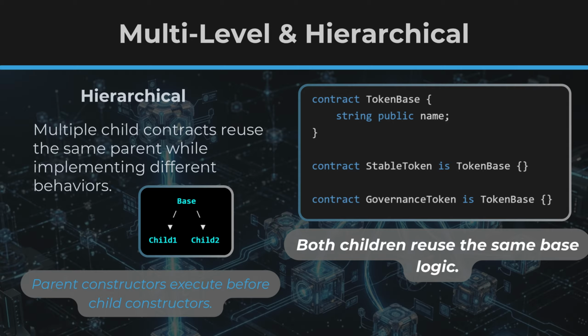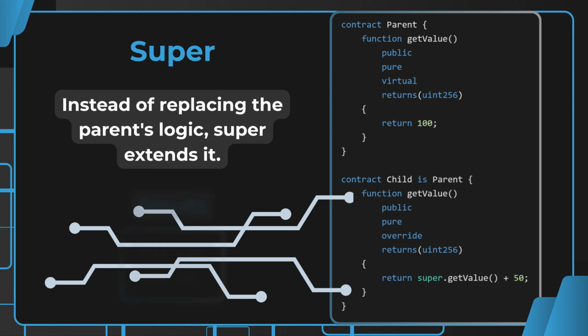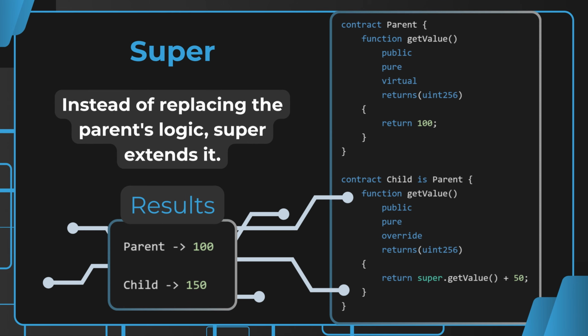If the parent has a constructor, it always runs before the child's during deployment. To replace parent behavior, mark the parent function virtual and the child function override. To extend parent behavior, instead of replacing it, use super. Super dot getValue calls the parent's implementation. Here, 100 plus 50. Which parent super calls depends on Solidity's inheritance resolution order. You'll see why that matters with multiple parents.